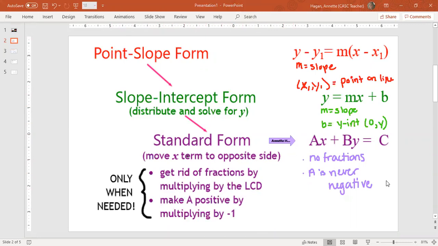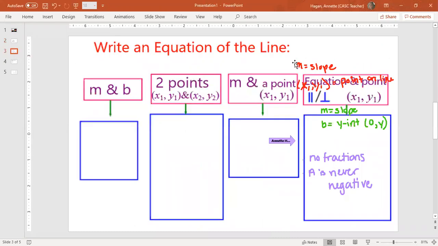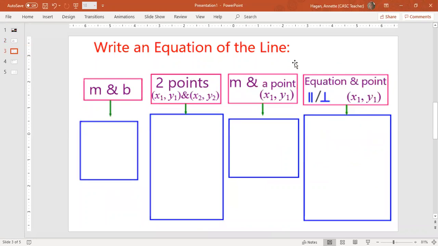So these are three types of equations. You need to know these three types of equations, especially slope intercept form. That is the most important one that everyone needs to memorize. So we're going to look at the different ways you write an equation depending on what you're given. We're not going to talk about equations of parallel and perpendicular lines just yet because we're not quite ready for that yet.